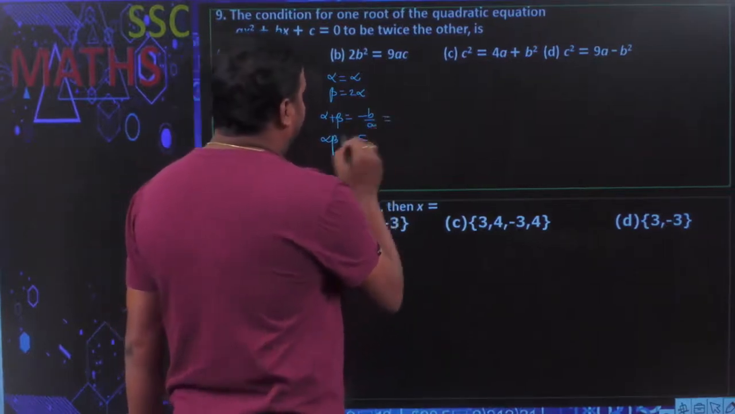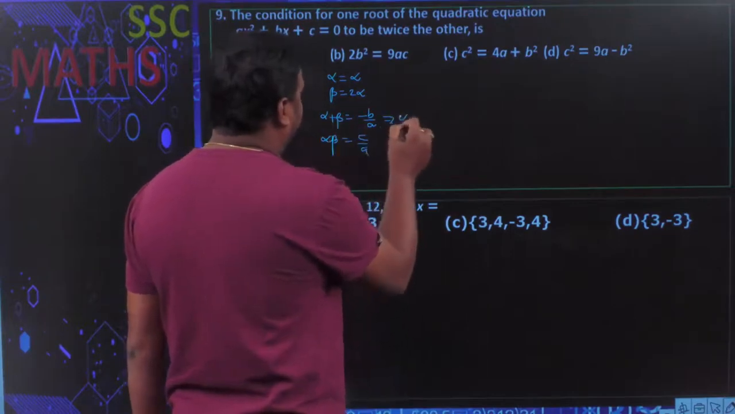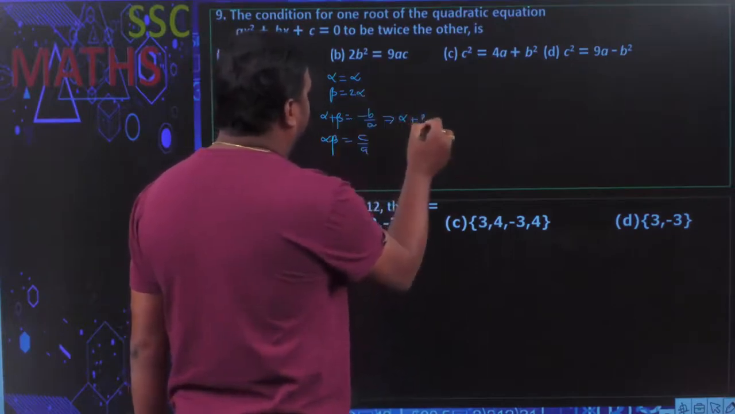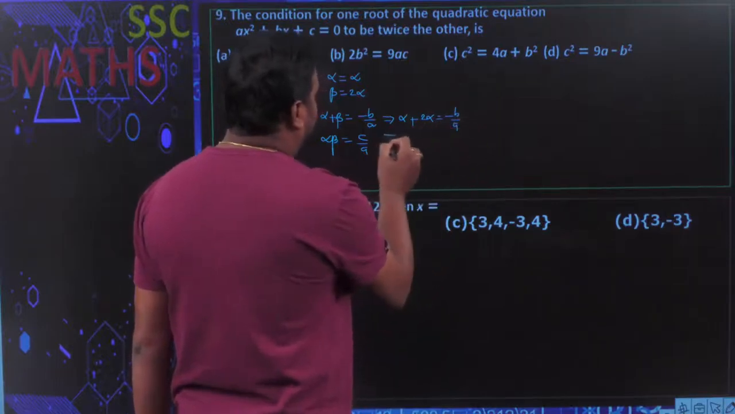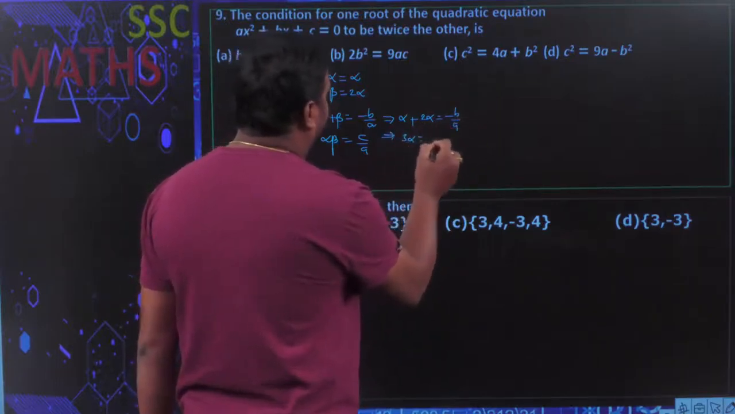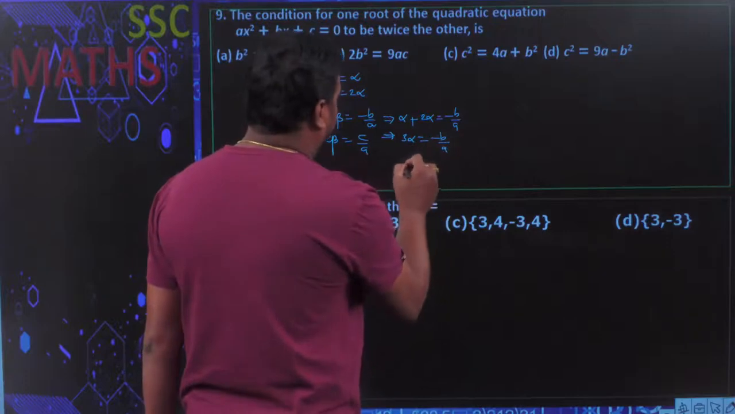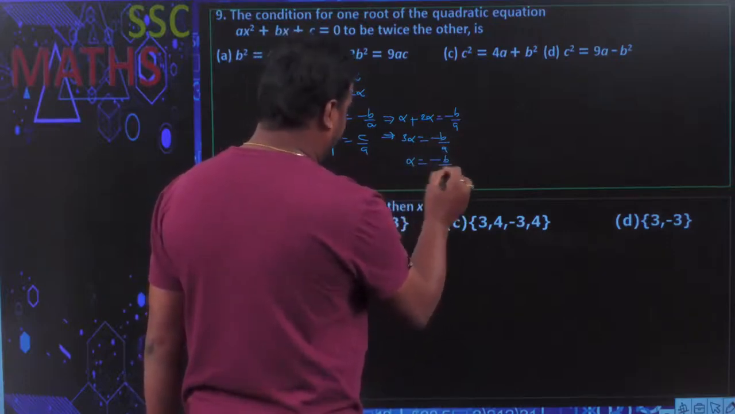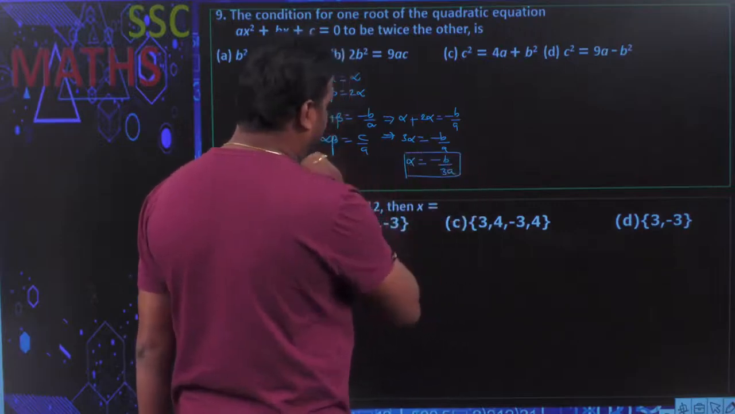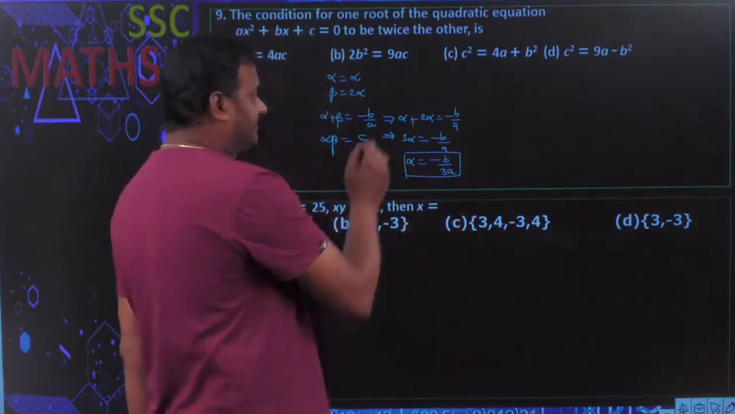So minus b by a is nothing but alpha, alpha only, but beta is equal to 2 alpha. Alpha plus beta is equal to minus b by a. Alpha plus 2 alpha is equal to 3 alpha is equal to minus b by a. Therefore, alpha is equal to minus b by 3a. This is the value of alpha from the sum of the roots.